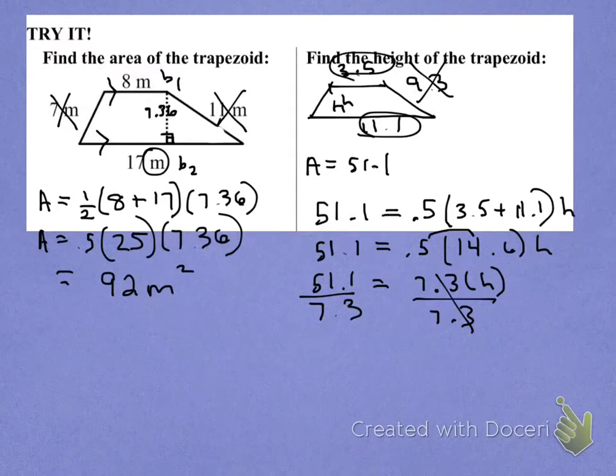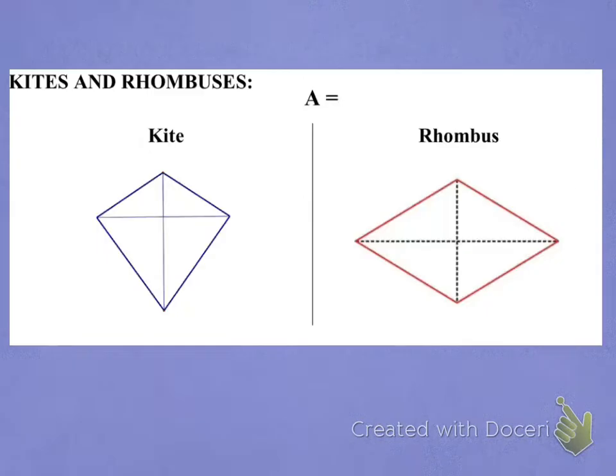And if I divide that, I get h equals 7. And let's say we're dealing with centimeters, so we'll call it centimeters. We just found the height. We didn't find the area, so we don't need to square the centimeters. It's just regular centimeters. So let's try to find the area now of kites and rhombuses.